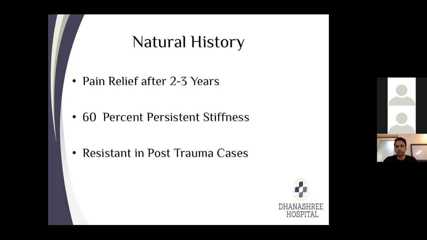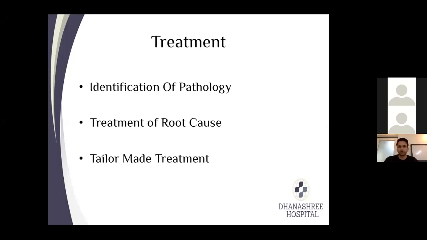So it's not completely normal, but they have learned to live with it, so they won't complain. Next, if a patient has post-trauma and he has developed a stiff shoulder, then that sort of is a resistant problem. And years, maybe even 3 years later, the patient is never happy. So that is how a natural history progresses.